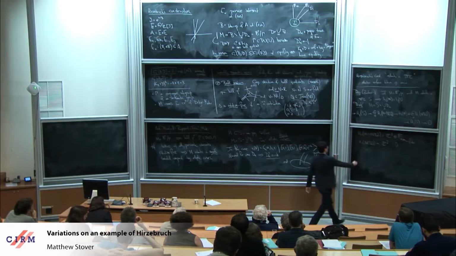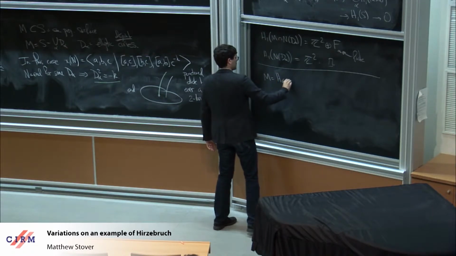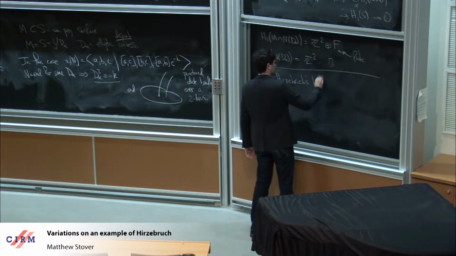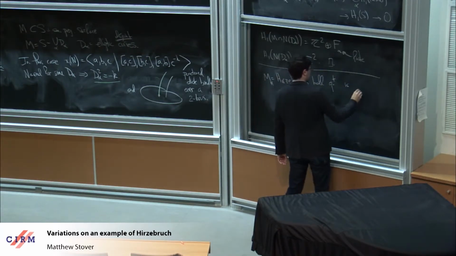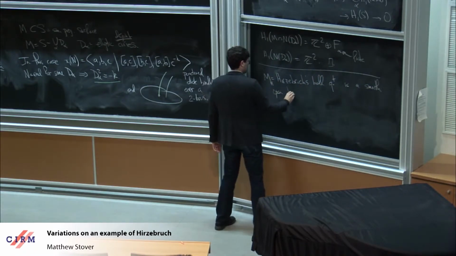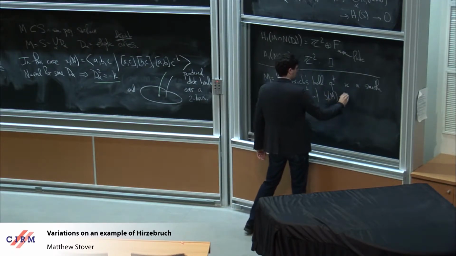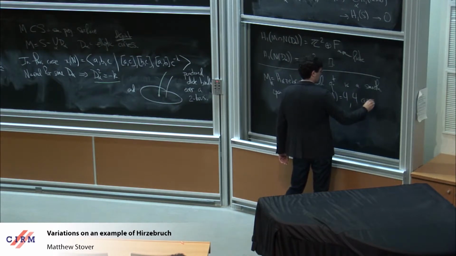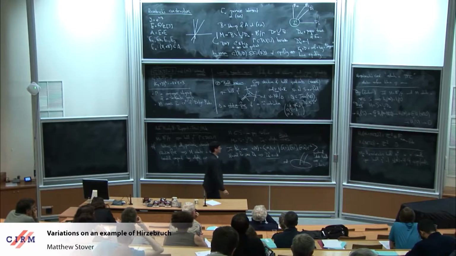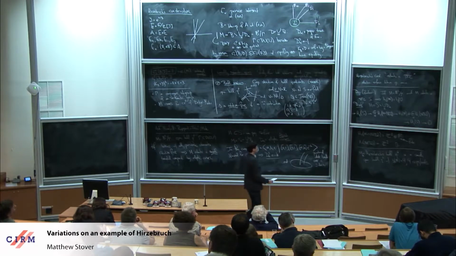So what we have is that M, which I'll call M sub H for Hirzebruch's ball quotient, is a smooth open ball quotient with B1 of M equals 4 and 4 cusps. Okay? So here are some things that you can notice out of this.